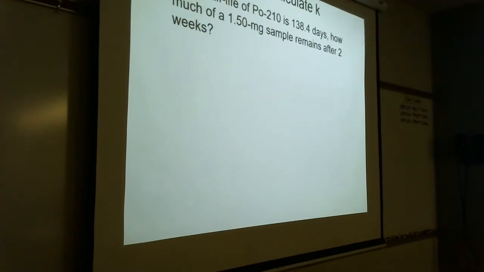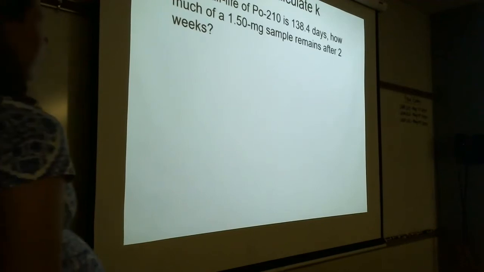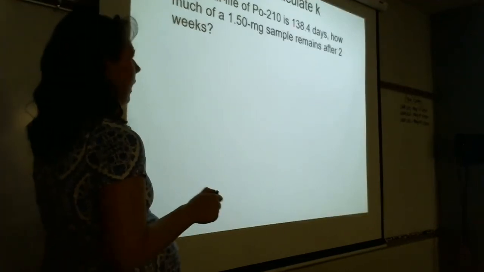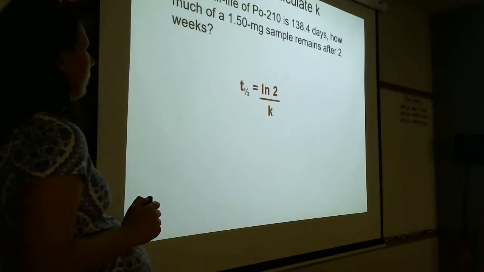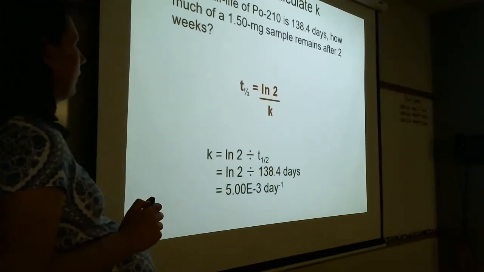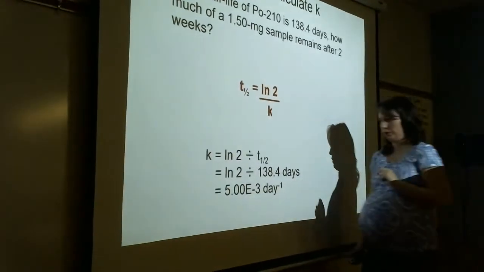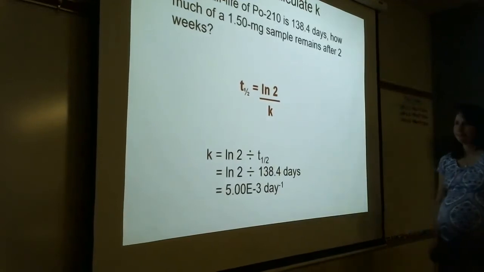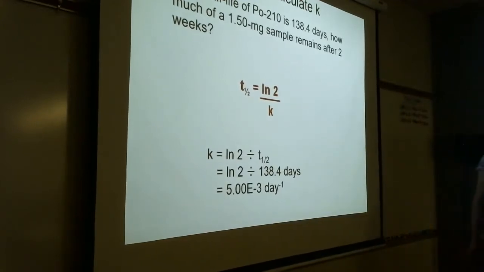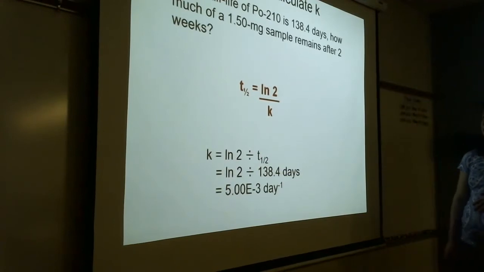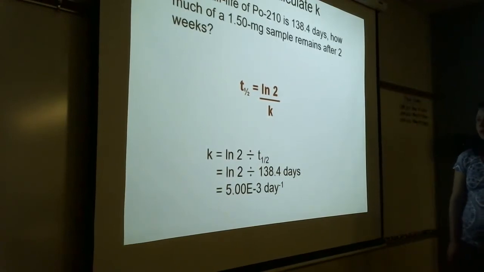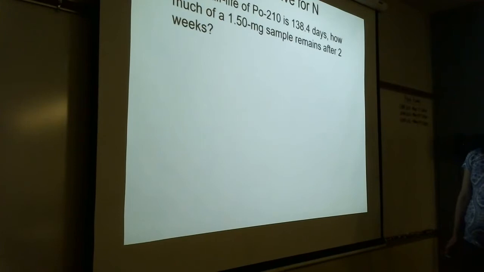So first we've got to calculate the rate constant, because I didn't give you the rate constant, I just gave you the half-life. So using the half-life to calculate the rate constant, I came up with 5 times 10 to the negative third days inverse. I kept mine in days. Do we agree with K? If you converted days to weeks, your answer would obviously be different. Now we'll solve for the mass after 2 weeks have elapsed.